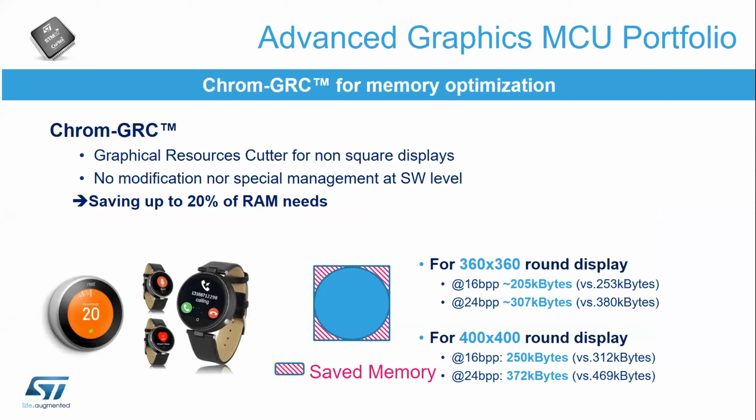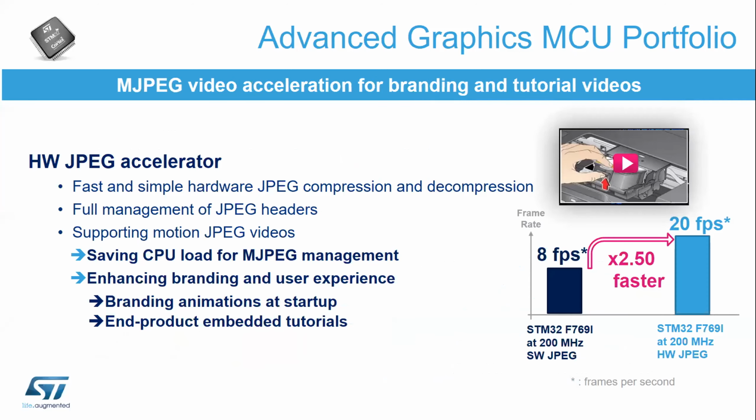Other smart IPs we are embedding in our products is the Chrom-GRC, and this is a memory optimization IP that is more for round displays, where we enable saving of 20% of the total RAM when using a round display, because we are not dealing with the non-useful pixels. A final acceleration is the JPEG hardware accelerator, allowing you to add to your graphic UI videos that are used most of the time for startup or for tutorials. And so in small and cost-effective MCUs, you can now add this kind of tutorial videos or startup videos.